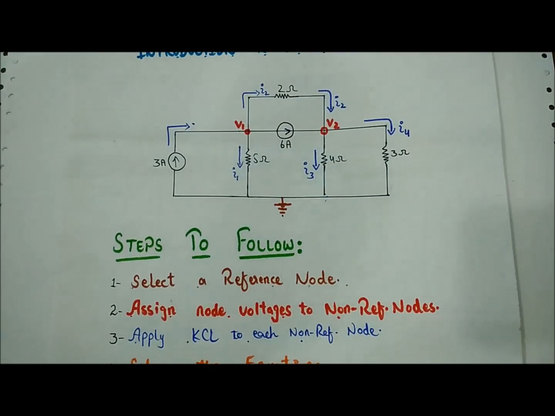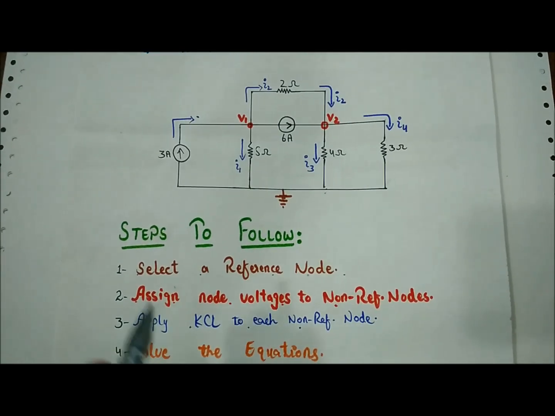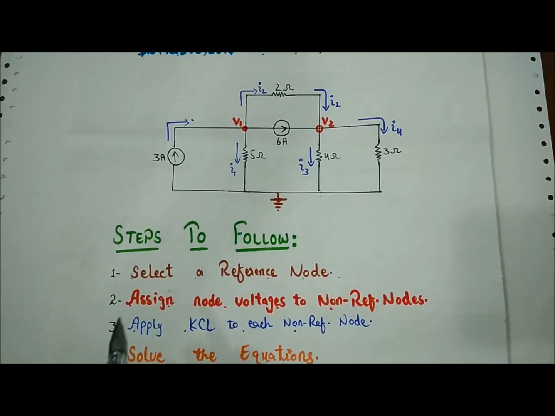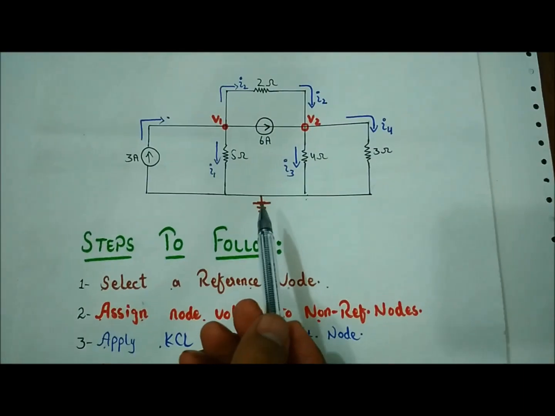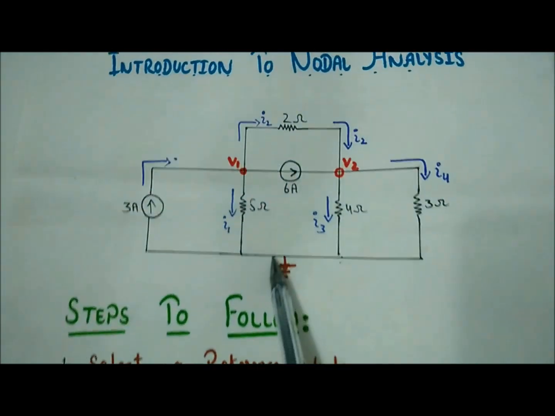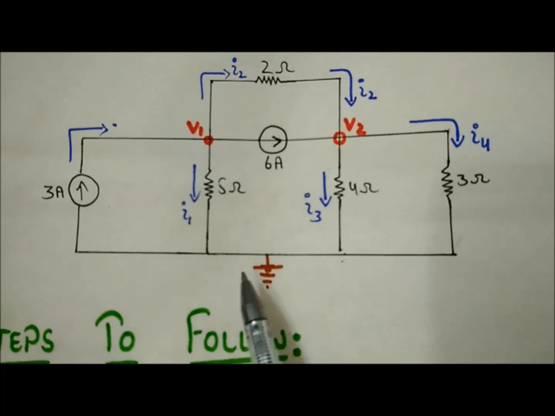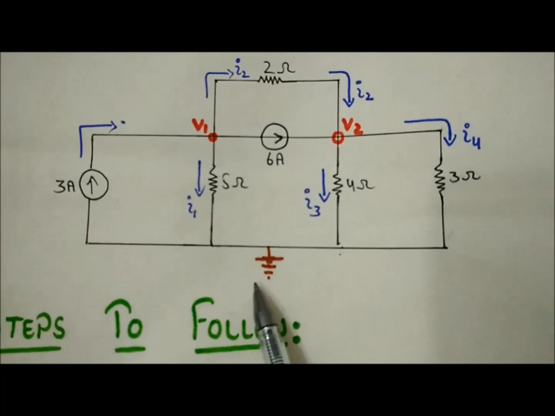There are some steps to be followed to analyze and solve this circuit accurately. The first step is to select a reference node. The reference node is also known as ground. That is this node, and this is the symbol of ground. It is known as a reference node because the voltage here is 0.